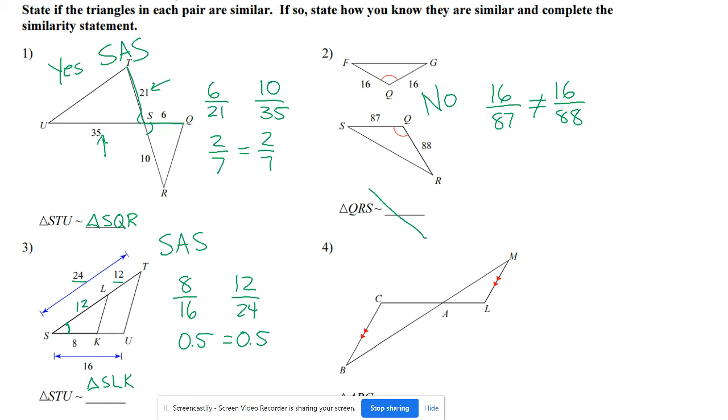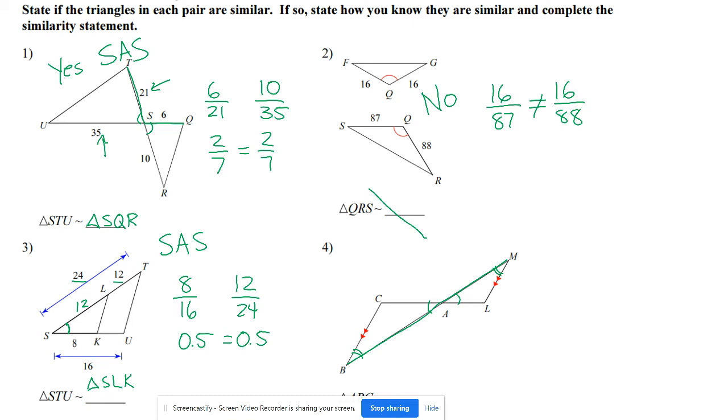Number 4, right away I see vertical angles right here, so I'm going to mark those. I also have parallel lines. That's what those little red arrows represent. They're parallel lines. And so what I want to do is look for a transversal. So let's say MB, this big long side here, is a transversal connecting my parallel lines. And what that's going to do is give me 2 angles here that are congruent. They're alternate interior angles.